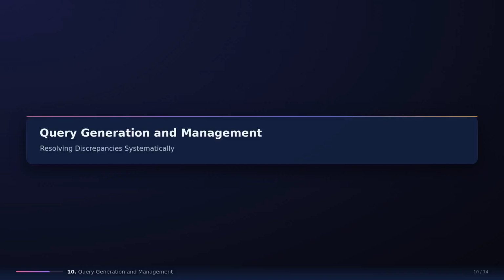All queries and responses are maintained in an audit trail for regulatory review. Data managers review responses to ensure they adequately address the discrepancy. Timely query resolution is critical for maintaining study timelines and achieving database lock on schedule.